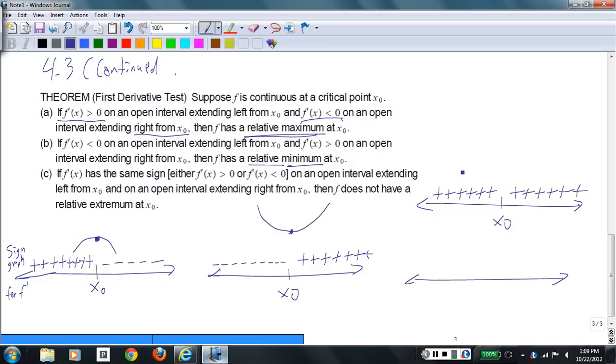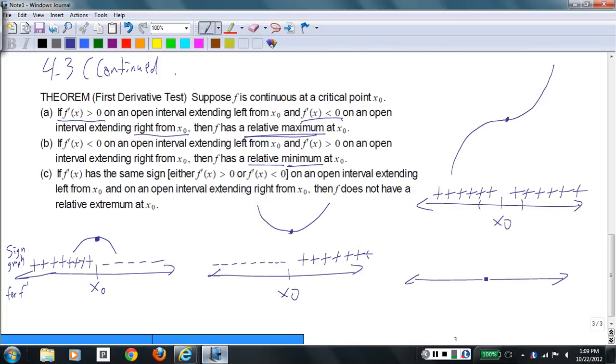So if the picture's like this, and then that, it's increasing going into it, it's increasing coming out of it. There's no relative minimum, because look at any open interval, like that. There are going to be points above that value and below that value. Well, no minimum because there are points below, and no maximum because there are points above. So, neither.